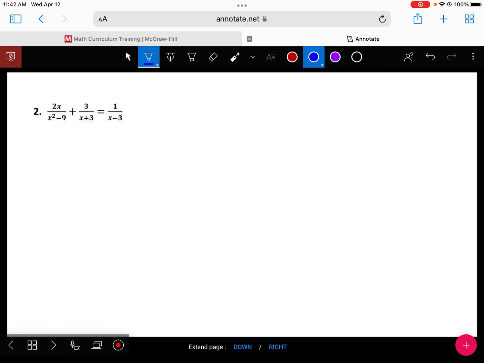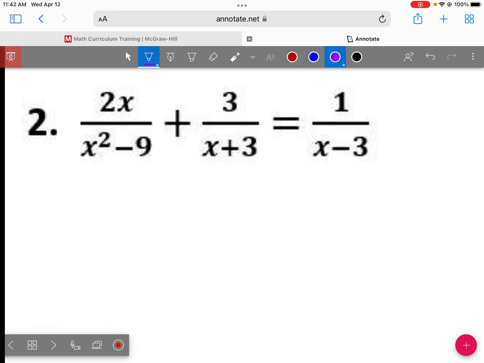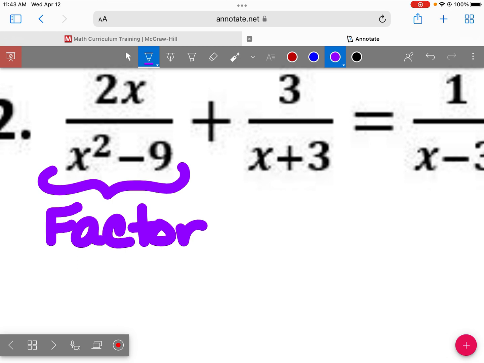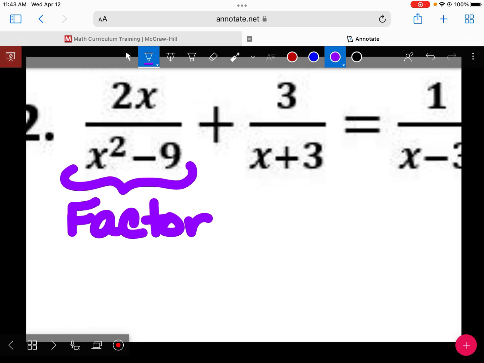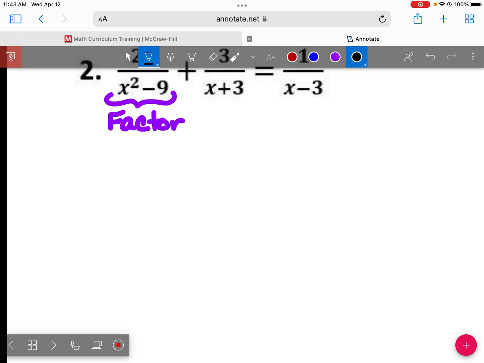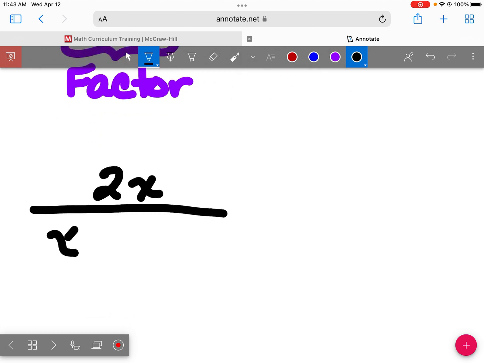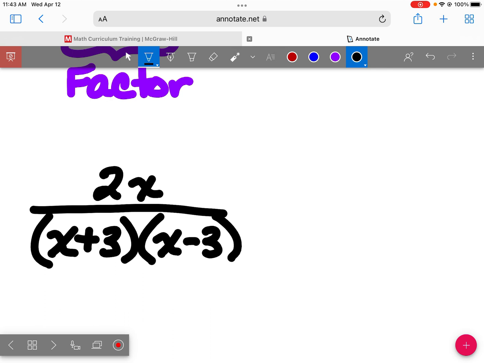What is my first step? Factor and find LCD. Does this first denominator factor? Yes. How do we know? It has an x squared in it. Does it have a GCF? No. This is one of those special cases. Do I have to do an X and a box for this? All right, so tell me how this factors. X plus 3 and x minus 3. Okay, so I just rewrote that fraction, but with its denominator written as factors.